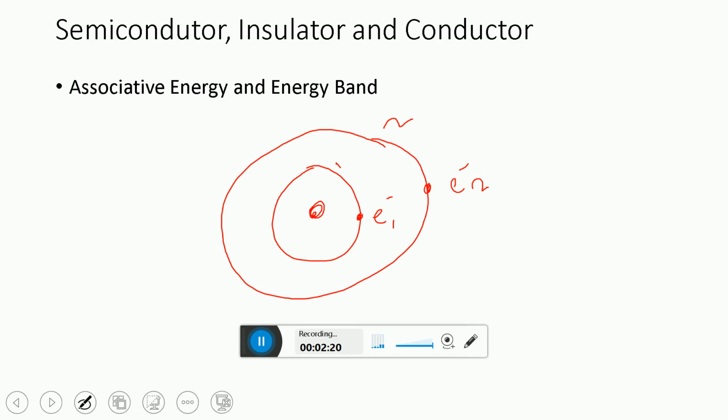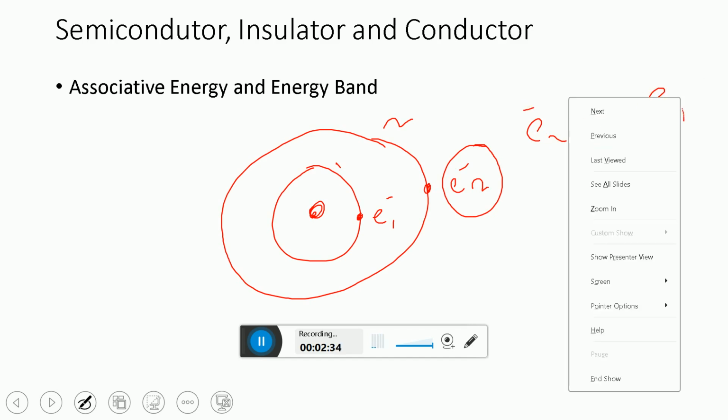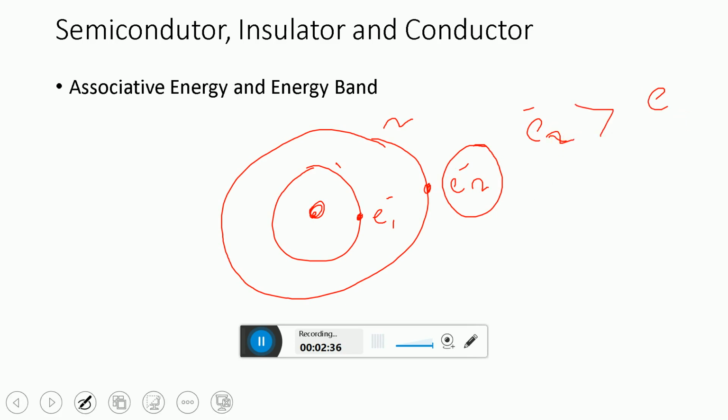We know that the associative energy of the electron present at shell 2, that is E2, is more than that of the electron present at shell 1. So an electron present at a higher shell has more associative energy. Now, what is the energy band?